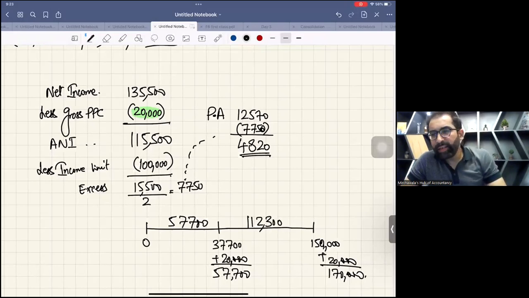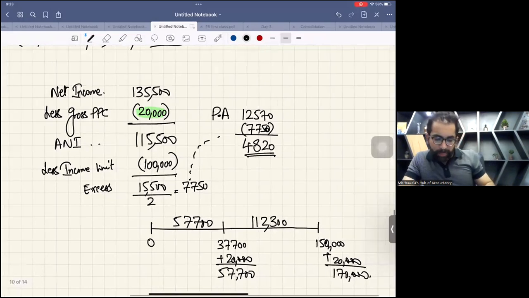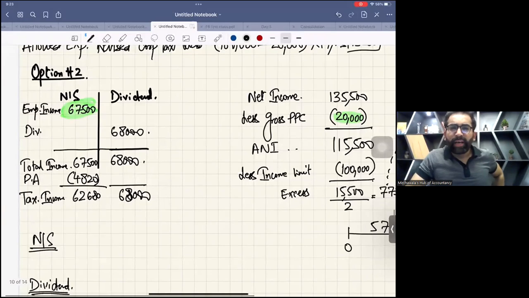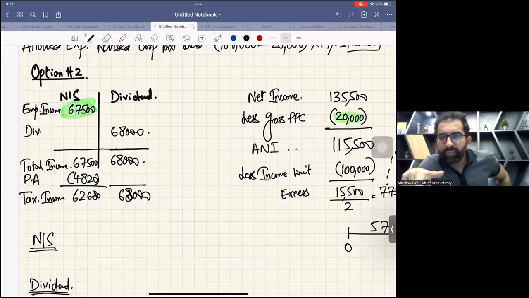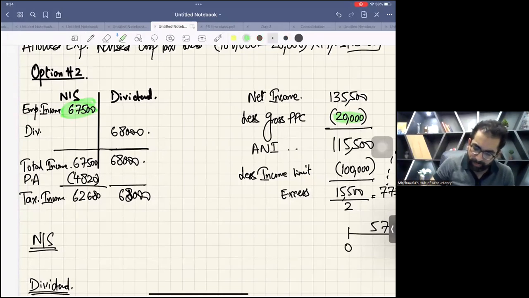Now we can easily calculate tax. But before we calculate tax, I'm just telling you one thing. You remember AI, adjusted income. Although in this question, there is no role of adjusted income. In adjusted income, you will write the net income, total net income.